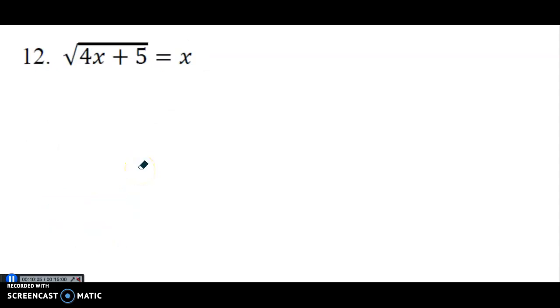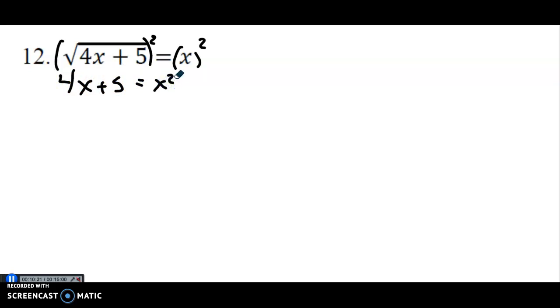All right, I want to show you this again. For this problem, we have the square root of 4x plus 5, and that is going to equal x. So again, what I'm going to do here is square both sides to get rid of the square root, and I get 4x plus 5 is equal to x squared.